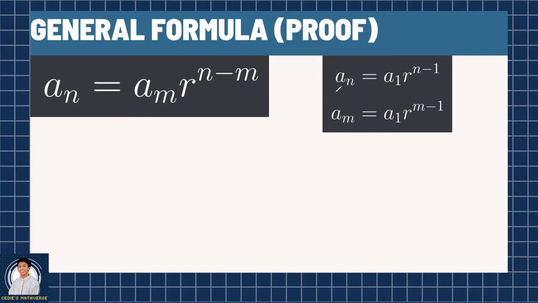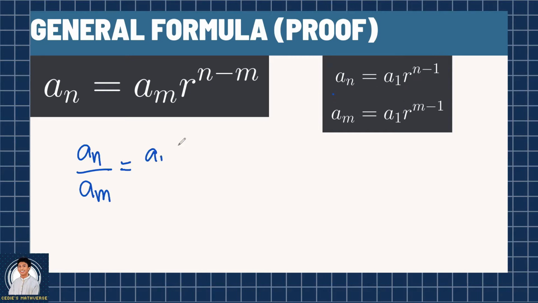So, we have a sub n is equal to a sub 1 multiplied by r raised to quantity n minus 1 if the first term is given. We will introduce the mth term, which is equal to a sub 1 multiplied by r raised to quantity m minus 1. And then, we will divide these two equations. So, we will divide a sub n by a sub m. Then, we will divide their equivalent values.